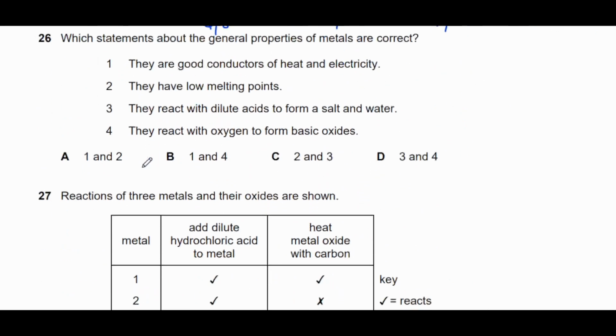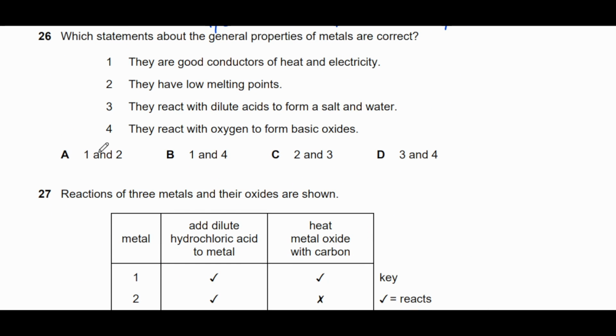Okay? Which statements about the general properties of metals are correct? They are good conductors of heat and electricity. That is true. Most metals are good conductors of heat and electricity. Or I should say all metals. They have low melting points. That is incorrect.